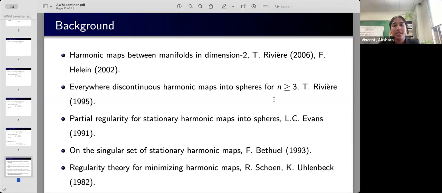And once we change the dimension from 2 to greater than or equal to 3, Rivière has provided examples of everywhere discontinuous harmonic maps. And partial regularity of stationary harmonic maps, which are the interior variation of the Dirichlet energy, has been done by Evans, and the study of the singular set has been done by Whitwell. And there are results on minimizing harmonic maps from Schoen and Uhlenbeck. They can also be applied to dimensions 1 and 2.